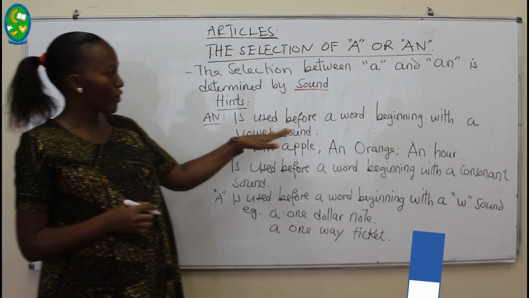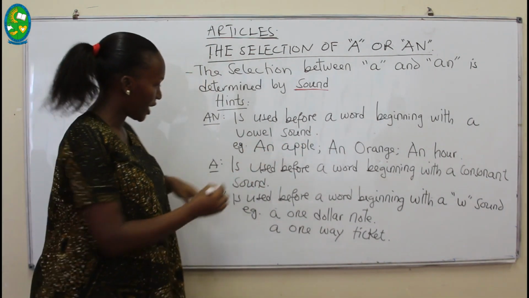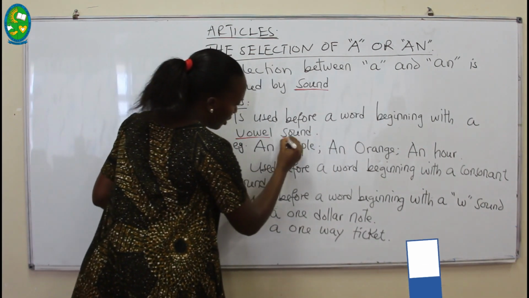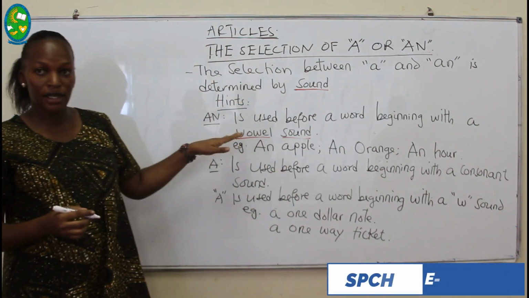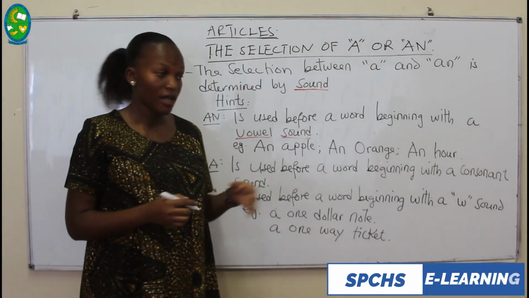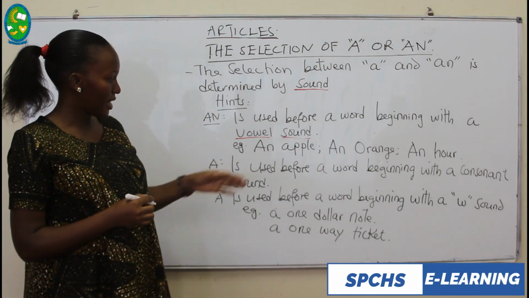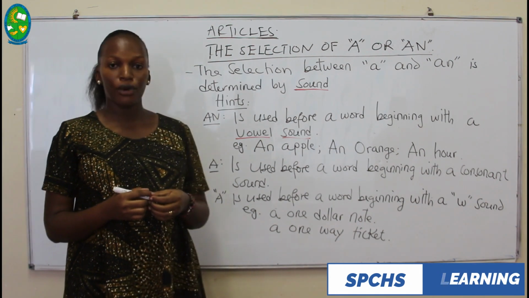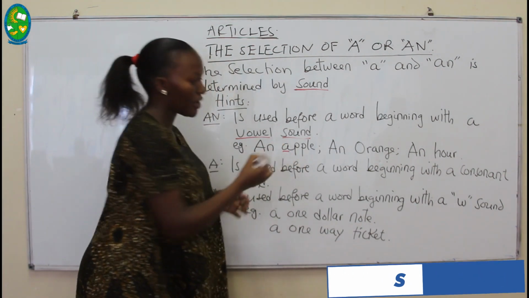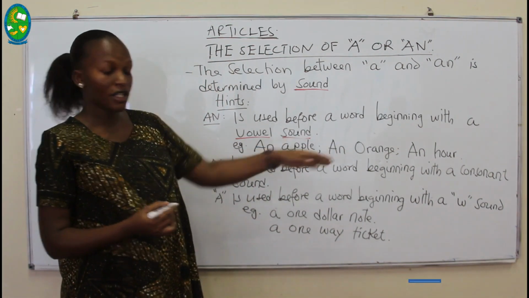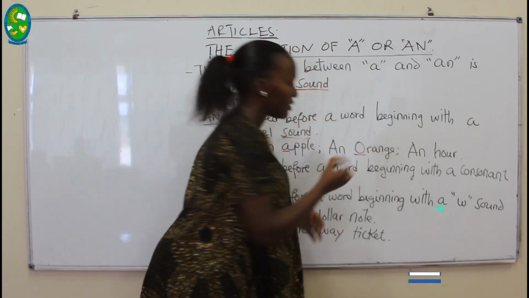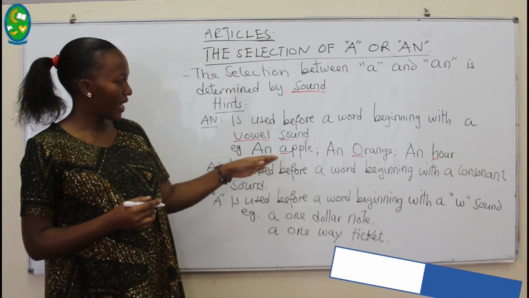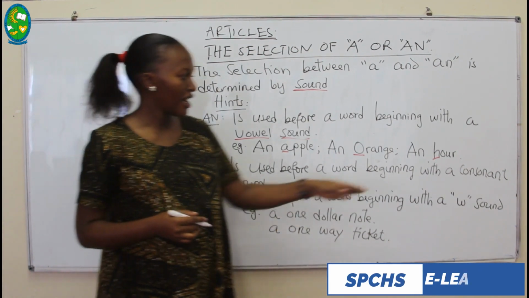An is used before a word beginning with a vowel sound. Not only a vowel, but a vowel sound. What do I mean? For instance, there are some examples here. An apple. Apple, A is a vowel sound. An orange, O is a vowel sound. So we have an apple, an orange, and an hour.